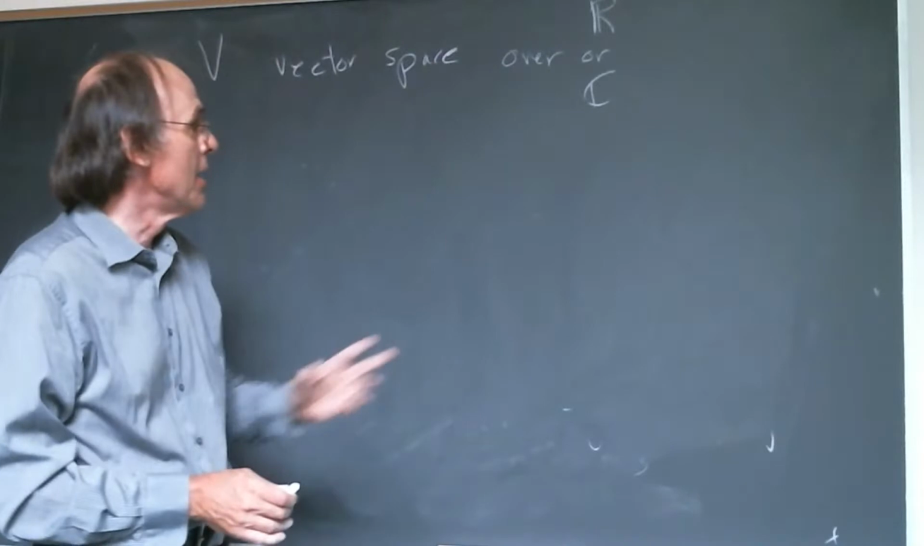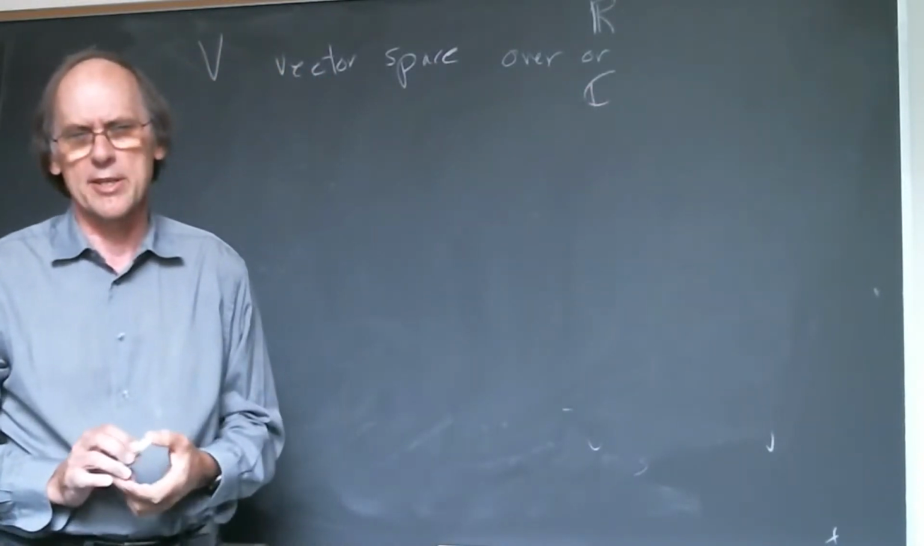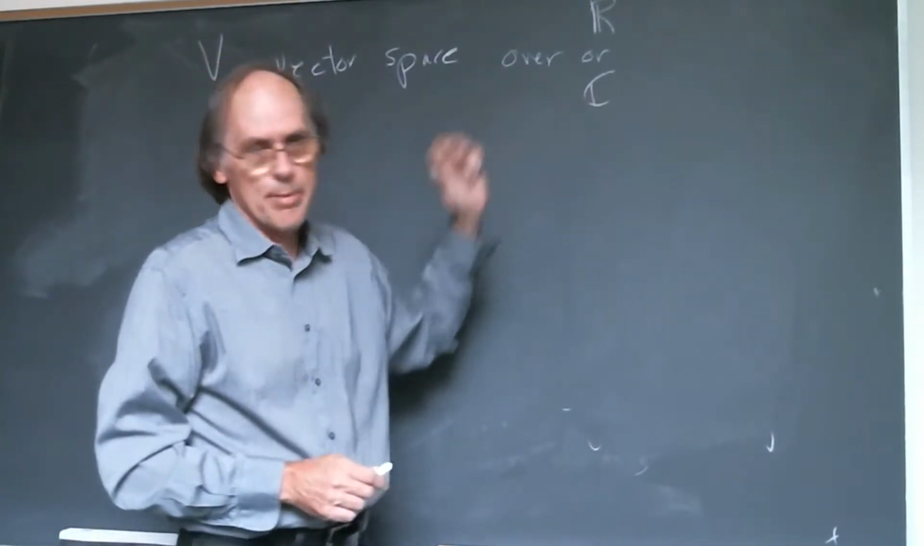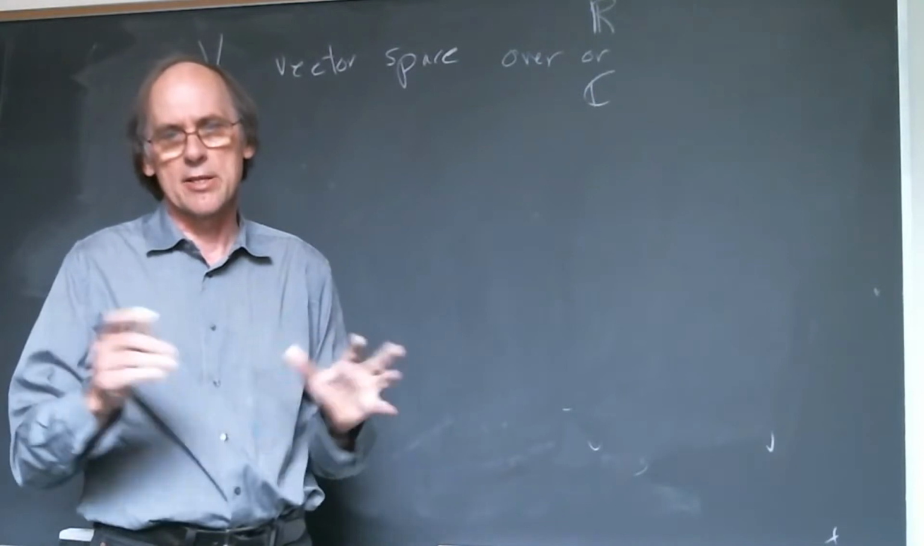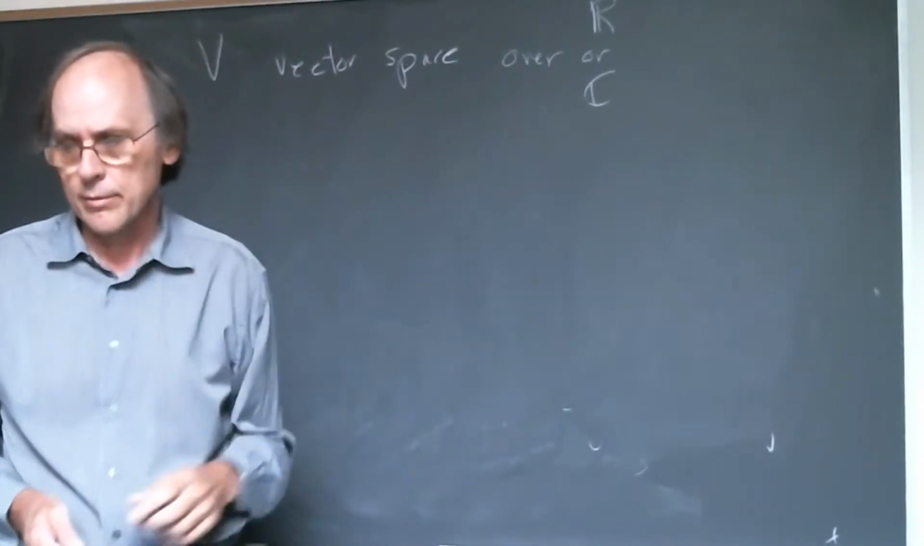For instance, the tangent spaces of Lie groups that I've been talking about, and the Lie algebras I'm going to talk about next time, are real vector spaces, whereas the state space and the representation spaces that we're acting on are going to be complex vector spaces.